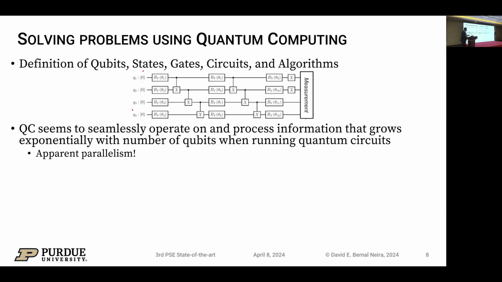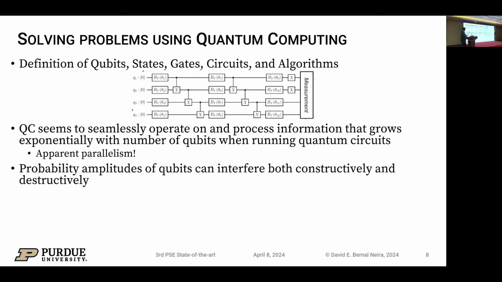One of them is that the states that you need to describe at each time step, the dimension where they live, grows as 2 to the power of n. It grows exponentially fast. So we have some apparent parallelism, in that before you perform the measurement, you're doing operations of very high dimensions. And as you might know, operating in high dimensions might allow us to do certain operations faster. That's the first ingredient. The second ingredient has to do with probability amplitudes.